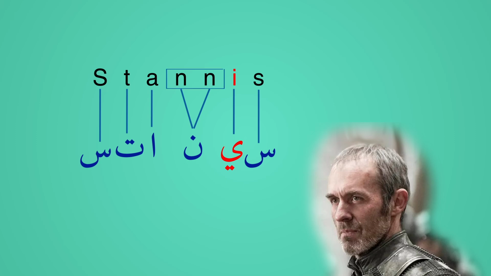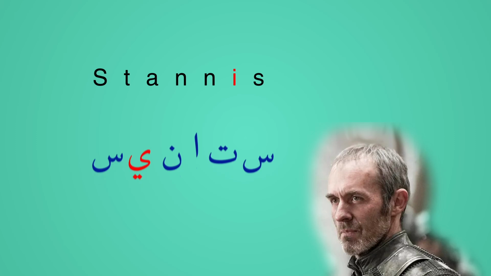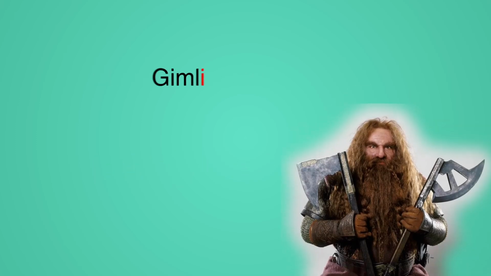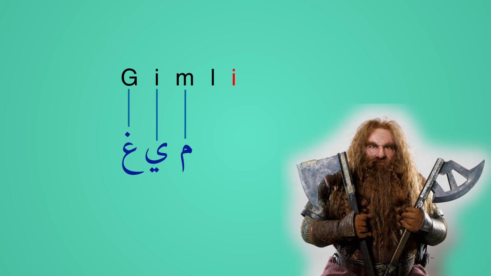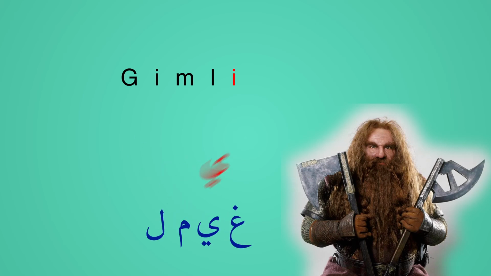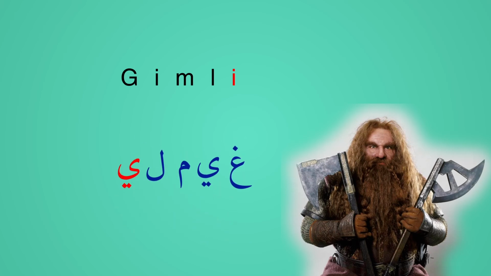Another example of double letters. They are transcribed into a single letter. Stanis. If it's at the end, it is transcribed with the long vowel ya. Let's arrange the order of the letters and attach them. Gimli. I hope that these examples will allow you to have a basis to be able to transcribe any proper nouns from English to Arabic.